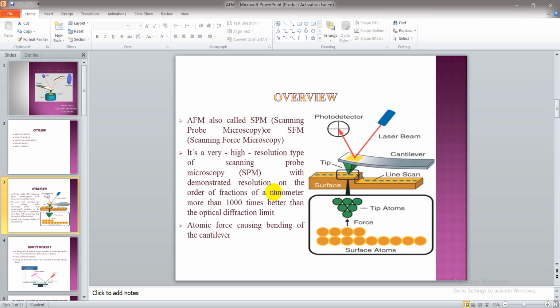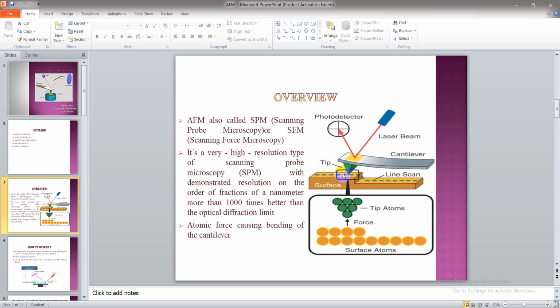Whatever atomic forces are there, we can see the atoms' alignment, and because of the atomic force there is a bending of the cantilever. We can see this is the surface, and this is the line scan. This is the cantilever which is scanning or analyzing this surface, and this is the tip of the cantilever. The tip is made of a very hard material, generally silicon nitride, so that it will not break under any circumstance. The cantilever is in contact mode, non-contact mode or tapping mode, analyzing the alignment of the atoms on the surface.